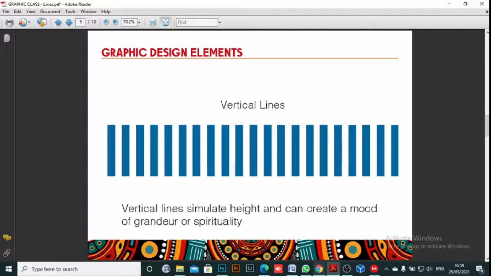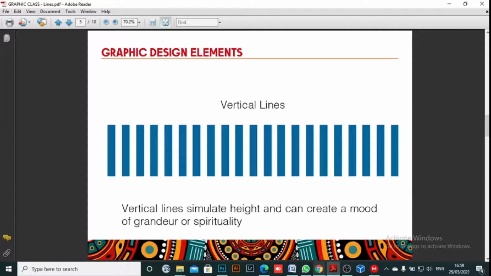Explain some types of lines. Okay, we have the literal line. A literal line is just that, a line. Okay, it's the visual or the actual line you see.